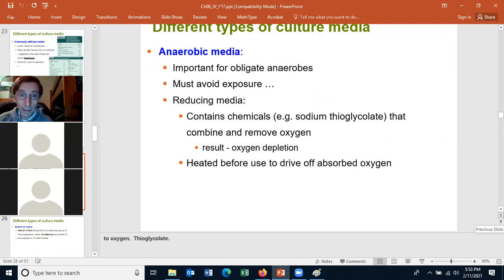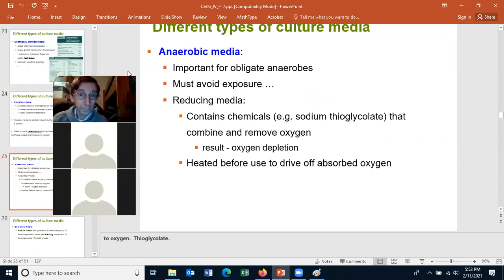There are different types of media. We have an anaerobic media, and that's a media that we use for growing anaerobes in. These organisms must avoid exposure to oxygen. An anaerobic media is also called the reducing media because it has a reducing chemical in it, like sodium thioglycolate, that combines with and removes oxygen from the media. So it has a reducing chemical in it that removes the oxygen, and that results in oxygen depletion.